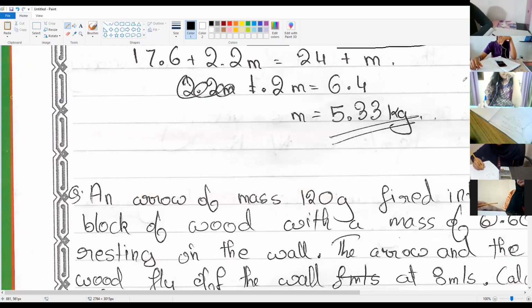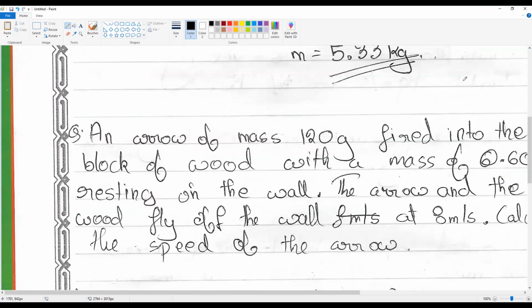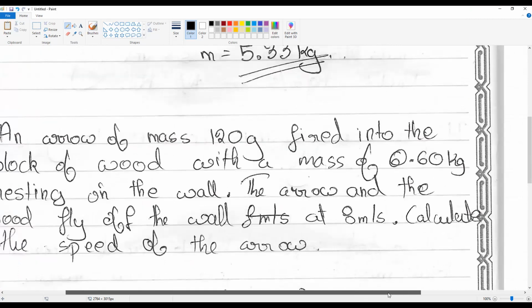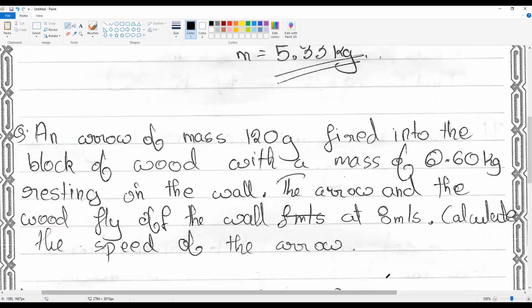Okay, now this is about some wood and this arrow. So I want you guys to read this, form a solution, and give it to me. Otherwise, I will do it for you. Don't worry. Just read it. Try to form a solution.